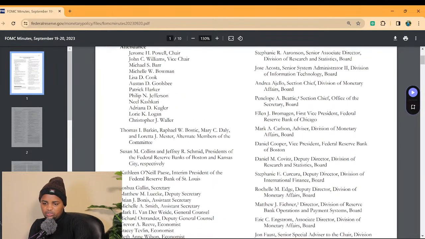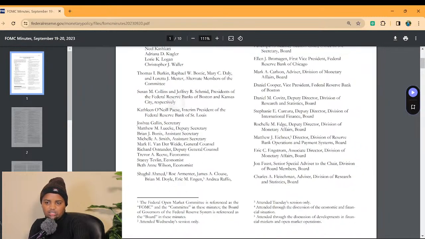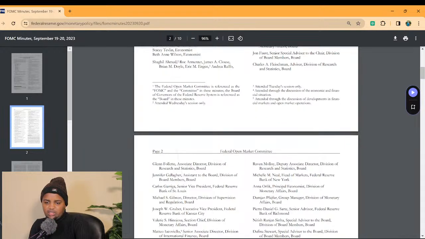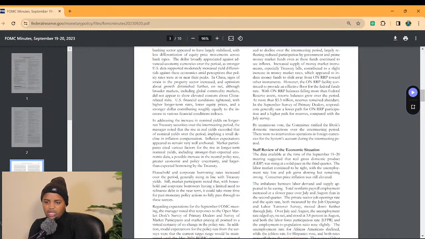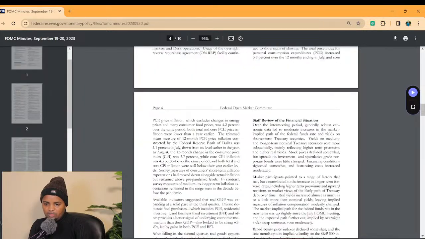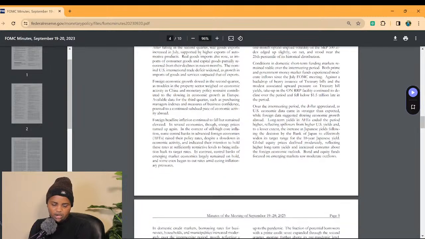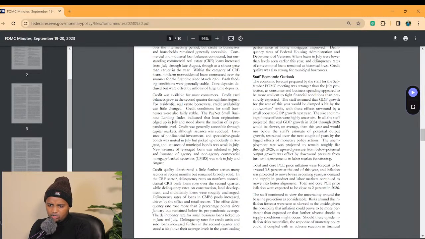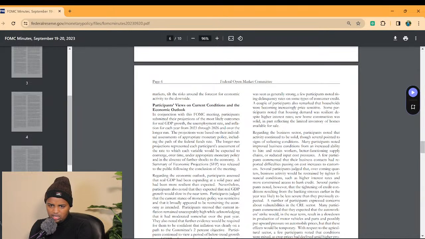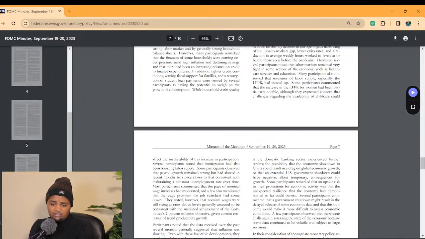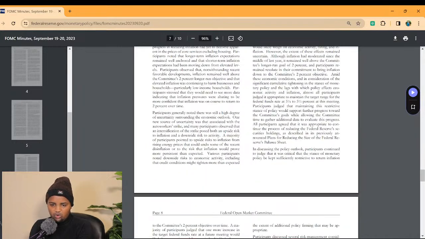Another one is going to be released today. You can see all the attendance and their positions. What was discussed: developments in financial markets and open market operations. Let's go and see the discussions on the economy. Staff economic outlook, GDP. They were discussing the GDP here, very interesting. You can see participants' views on current conditions and the economic outlook around here. It's normally a very big document, but some people can look at the very important key factors here and then enter the market.